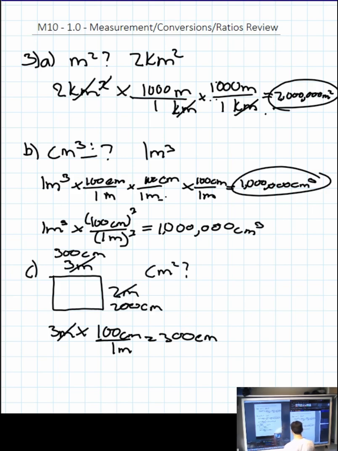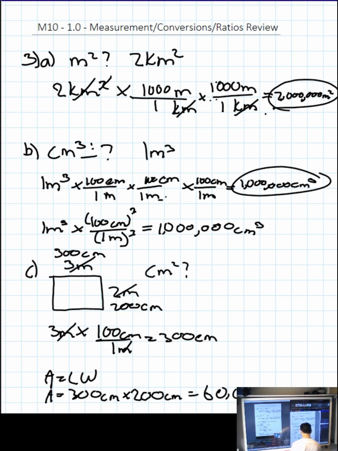process. Now we can go back to the margin and say A equals LW, length times width, and down the page A equals 300 centimeters times 200 centimeters equals 6 with 4 zeros after it, centimeters squared. Let's circle our answer, and Keaton, can you please press the type button and scroll up a tad?